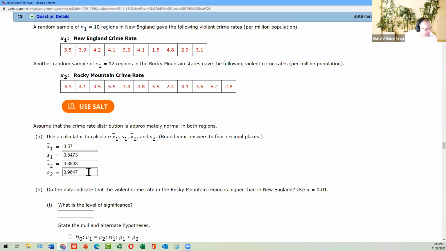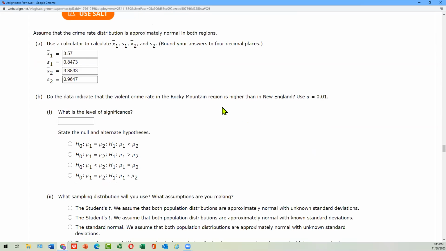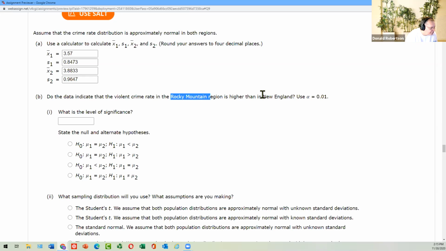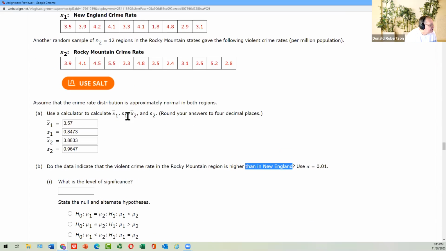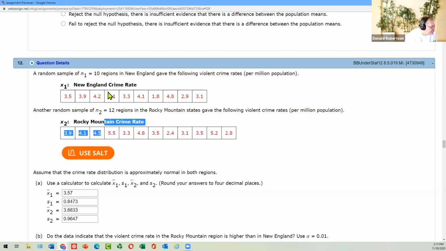Okay, let me pause at that point. Are you happy with how I managed to use SALT to find mean and standard deviation in this set of data? Are you comfortable where that is and where the numbers were? Yes. Okay, so that ain't going to be the problem. Yes, I didn't have a problem with that part. I got that right. Okay, now, does this data indicate that the violent rate in the Rocky Mountain region is higher than New England? So the Rocky Mountain is higher than New England. Well, that's a funny way. Isn't that New England is less than the Rocky Mountain?